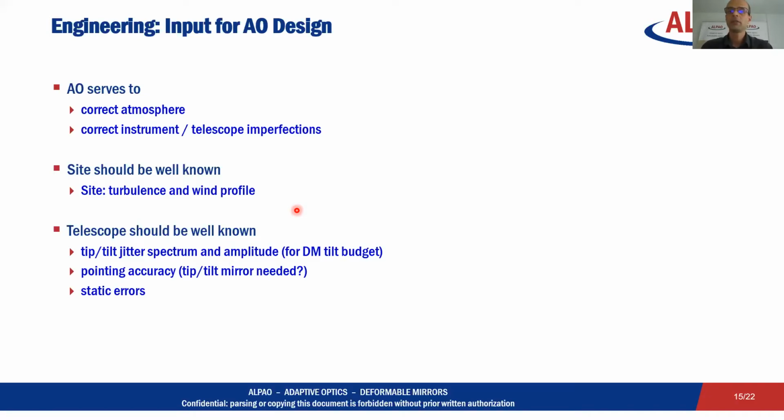Also, pointing accuracy is a characteristic of your telescope that would be important for us to know, because if the pointing accuracy is low, we might need to add a dedicated tip tilt mirror into the system that can compensate for these errors. And last but not least, AO will of course serve to correct static errors of the telescope. So if they are large, then this has to be foreseen as well.